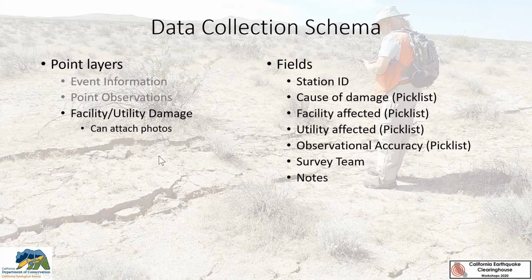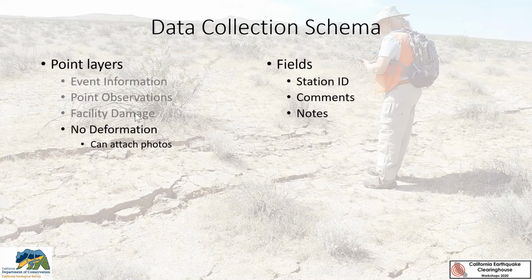We have a facility and utility damage layer, which allows our geologists in the field to report any buildings or utilities that they find that are damaged with the yellow, green, red, and call 911 immediately form. We, of course, will be sharing these data with Cal OES as well as the National Guard if they are responding to an event, and get them these data as close to real time as possible.